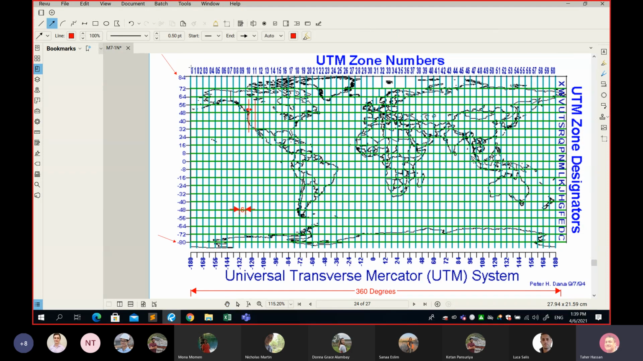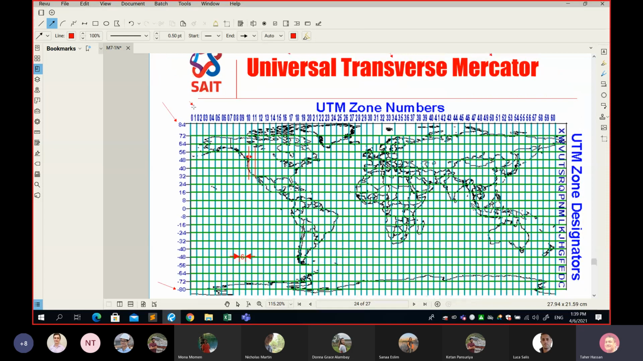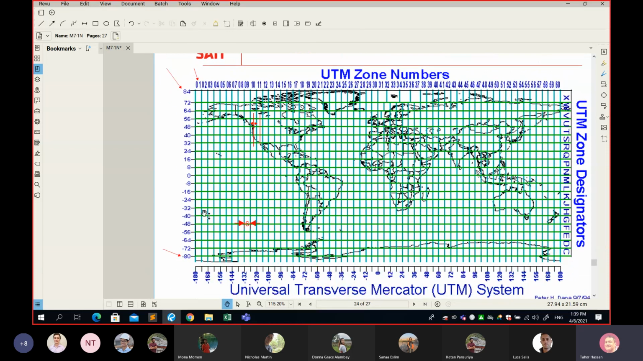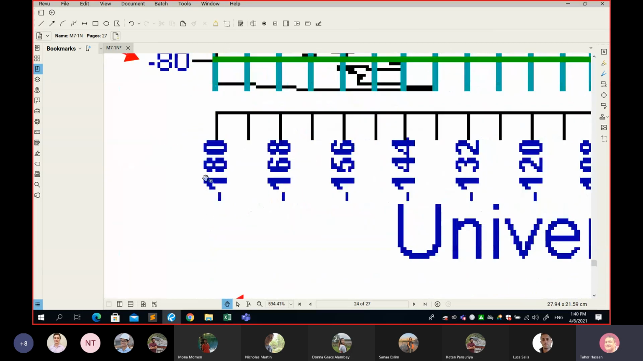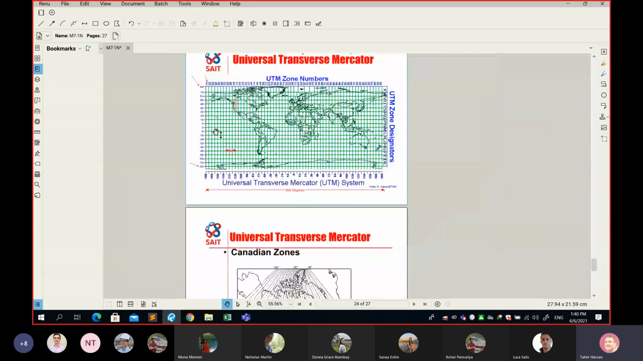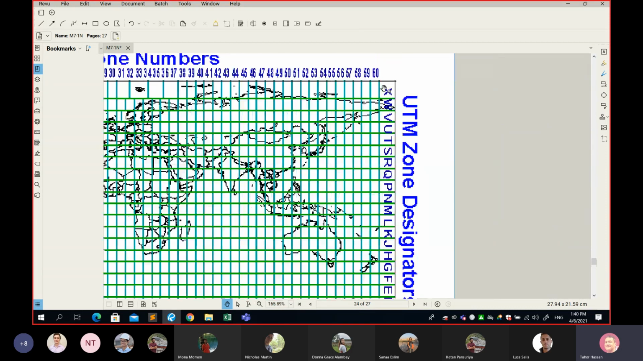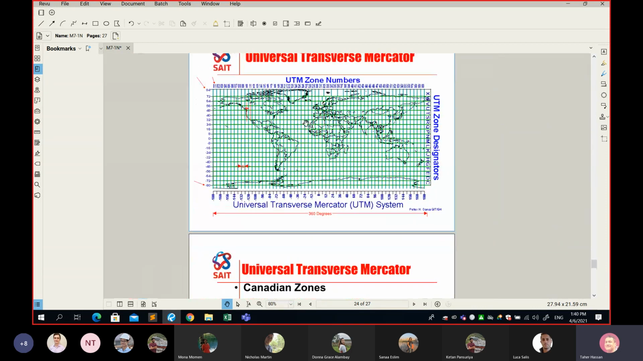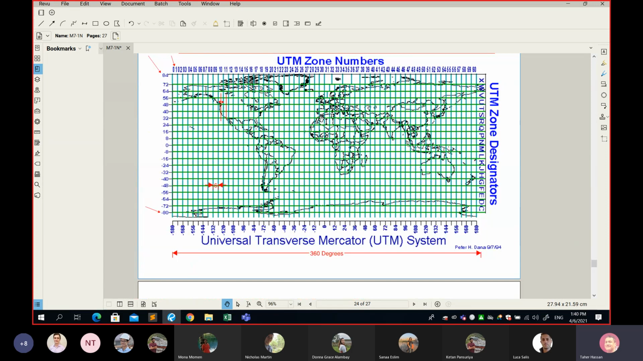You can see the first zone starts here on the west. So the border of the first UTM zone starts from 180 west. And you keep adding 6 degrees until you come to the other side of the globe. So that's zone number 60. You're splitting the entire world into 60 UTM zones, where every zone is 6 degrees wide, centered around a central meridian, so 3 degrees east and 3 degrees west of the central meridian.